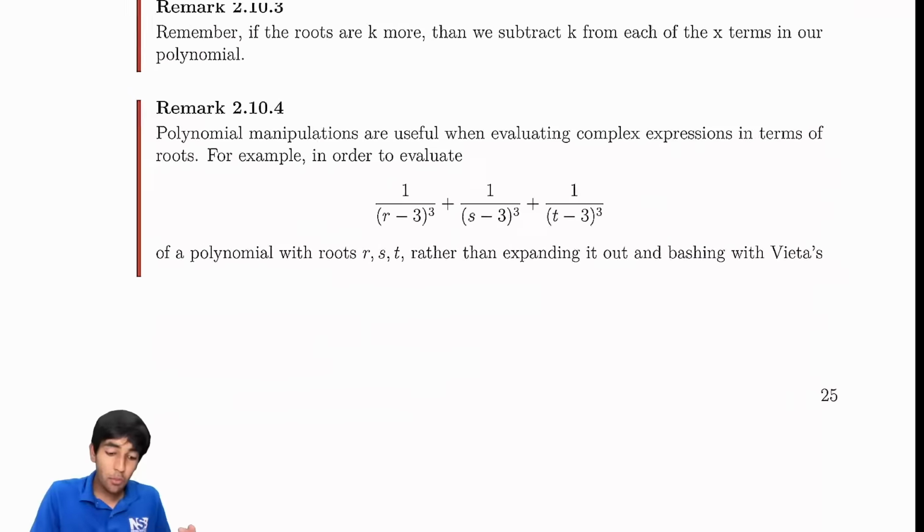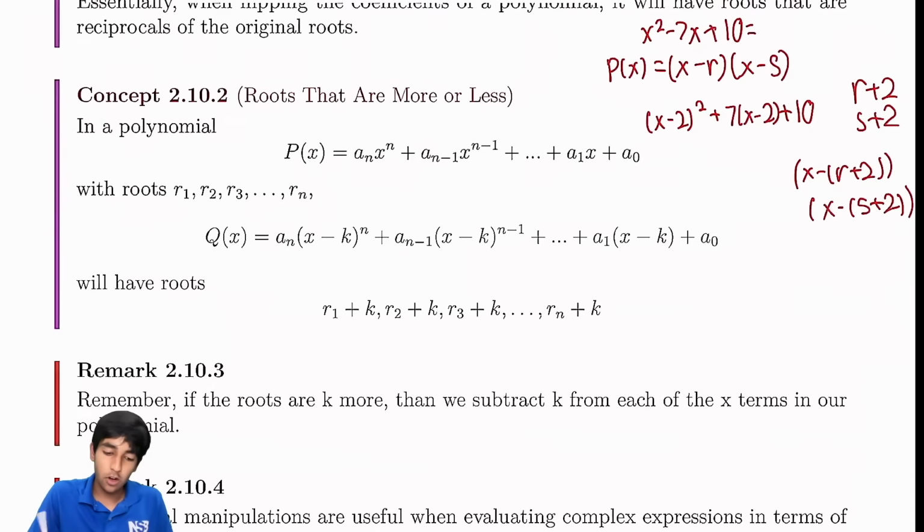So why is this useful? Because let's say we're trying to evaluate something like 1 over r, a simple example, something like this.